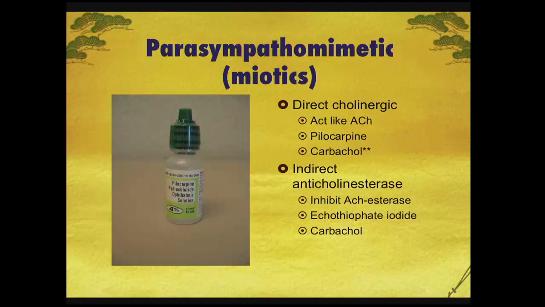So miotics, there's two classes again, the direct and the indirect. The direct are just like acetylcholine. They directly act on the receptor. These are pilocarpine and carbachol. Carbachol has two little asterisks on it because it actually has properties of both direct and indirect. The indirect anticholinesterases, they inhibit the enzyme that breaks down acetylcholine, so it sort of indirectly increases the amount of acetylcholine in the junction. And this is ecothiopate and again carbachol.